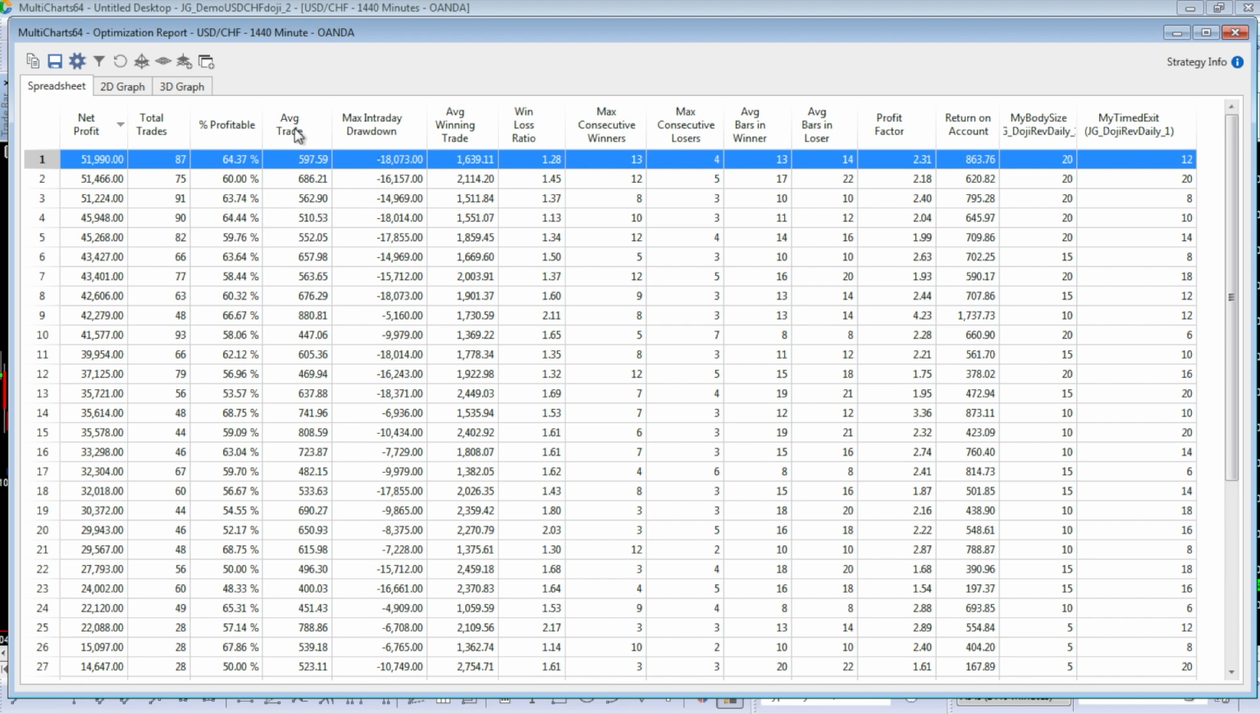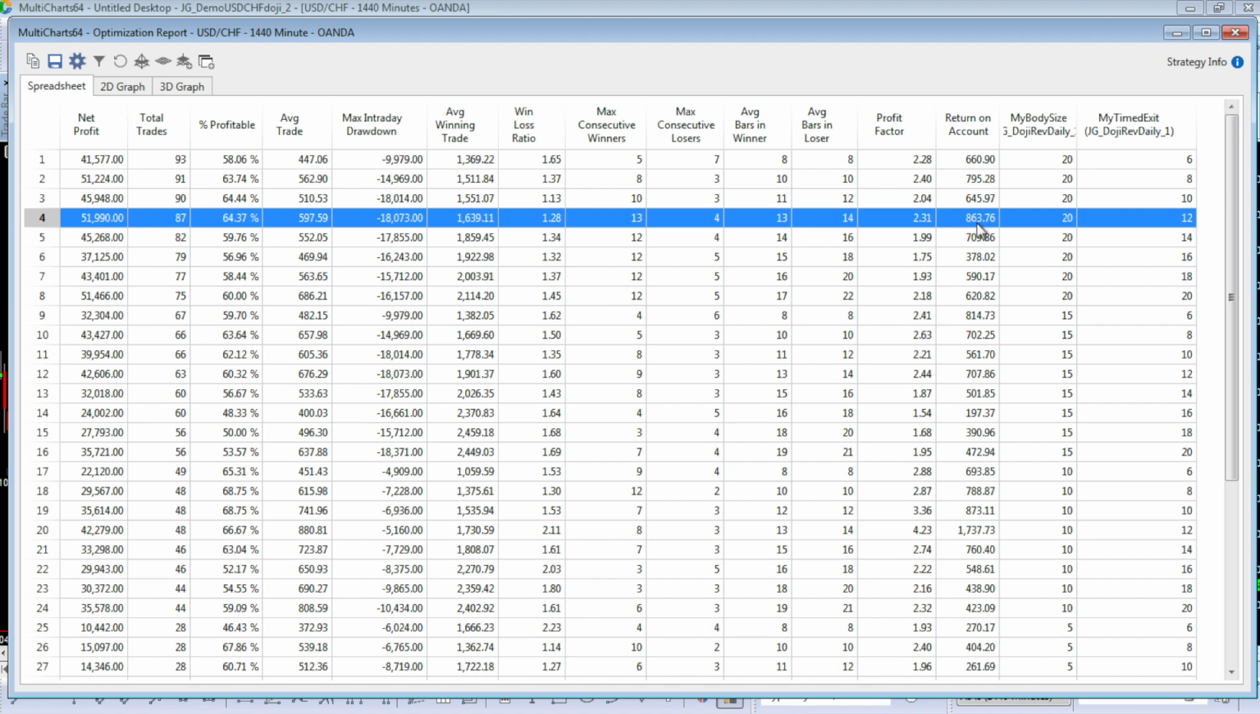And the good news is the average trade values are all very high. So we haven't got to worry about overcoming trading costs. The nice thing is everything makes money here. If we look at each body size individually, we can see that now we've got all the 20s, all the 15s, and looking at which day exit worked the best, we can see that 51,990 using a 12-day exit for a 20% body.